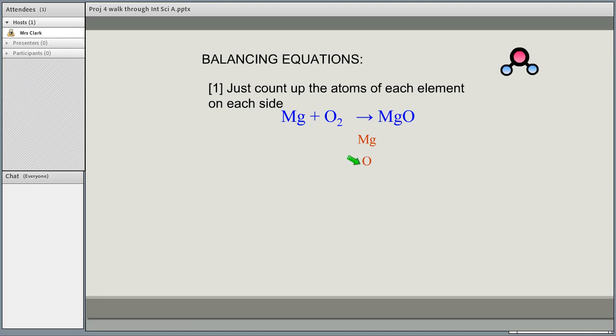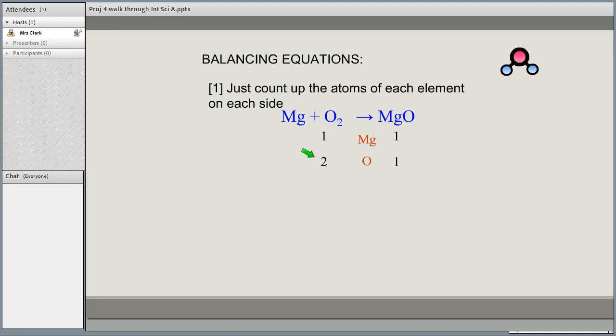So you can list your atoms or your elements, and then on this side you'll list how many for the reactants, and on this side how many are in the products. So let's take a look. On this side we have, say, 1 magnesium. On this side, we have 1 magnesium, so we have the same number of magnesiums on both sides. Good. Okay, let's look at the oxygen. We have 2 oxygens on that side because you have this lower subscript of 2. On the other side, we only have 1. So this is not a balanced equation.